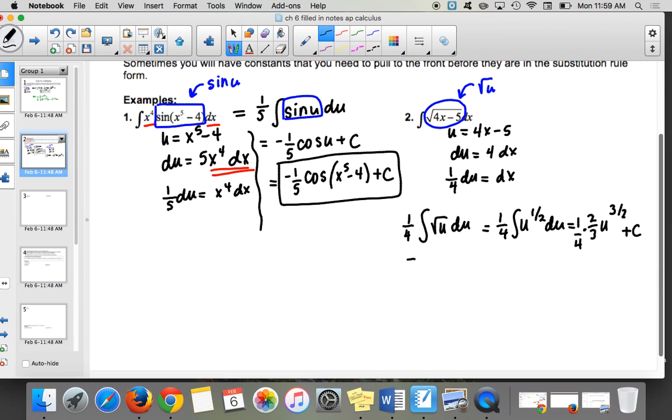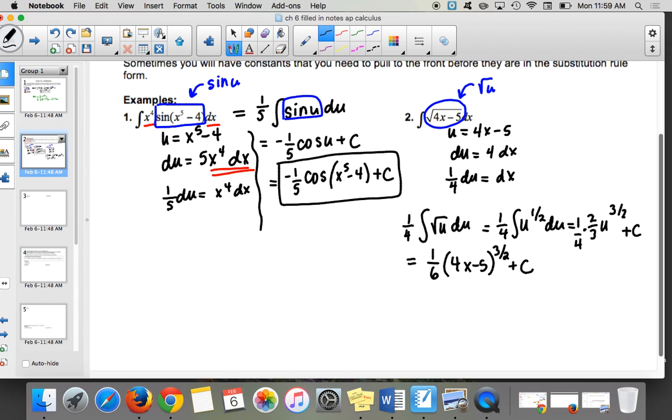Is there a du in there? There was when you did the integral. You have 1/6 u to the 3/2 plus c. So we had 2/12, which is 1/6. And then our u we can replace. So our u was 4x minus 5. So we have 1/6 of 4x minus 5 to the 3/2 plus c.